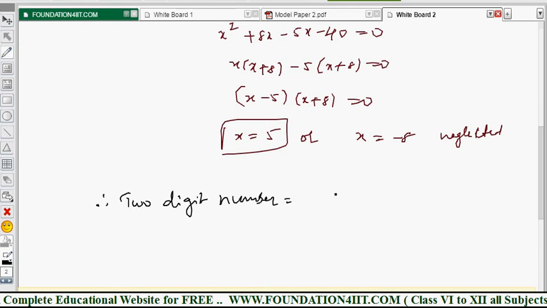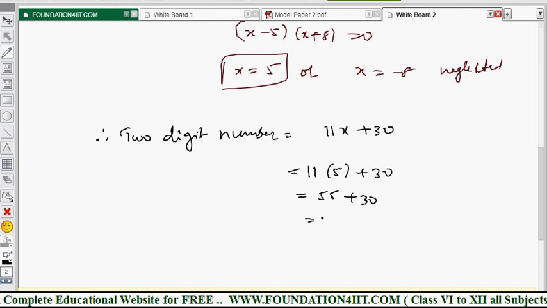So the two digit number is 11x plus 30, right? So 11 into x value, which is 5, plus 30. So 55 plus 30 is 85. Okay, 85 is the number. So 8 and 5: units place is 5, tens place is 8. So the difference is 3. And if you multiply both, 8 into 5 is 40. So you are getting it right. Next, you'll see the next question.